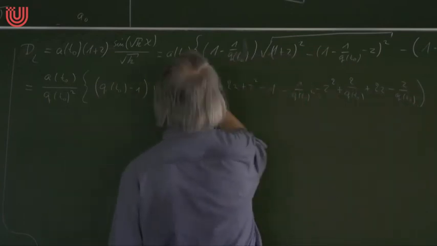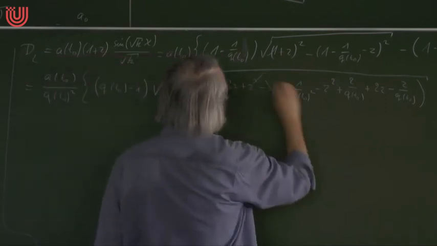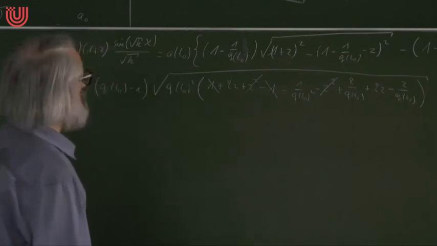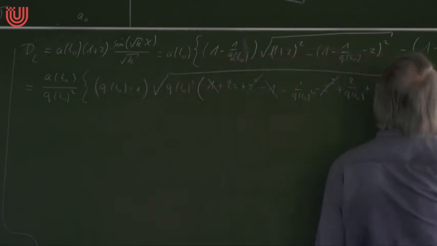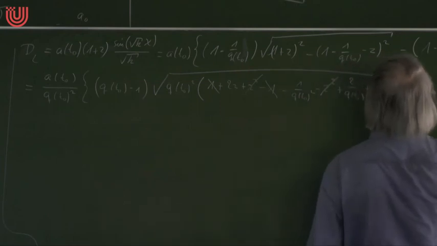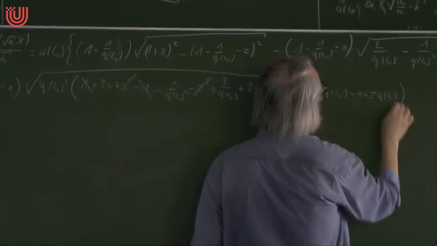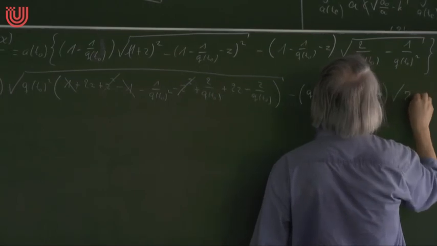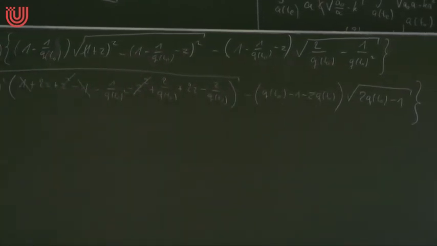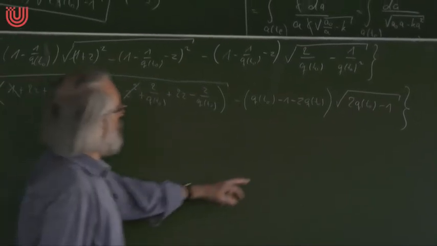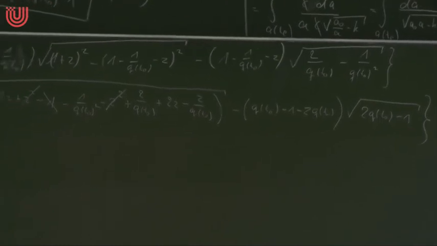Oops, bracket closed, square root closed. So hopefully we get rid of a few terms. This cancels, this cancels. Anything else? No, I think that's it. Okay. And here I also pull one of the q factors into the first bracket, and I get q of to minus 1 minus z q of to. And the other factor I pull into this bracket, so then I get 2 q of to minus 1. And I strongly hope that I can extract this square root from both factors. Let me see. Let me write it again. Then we see if it works.